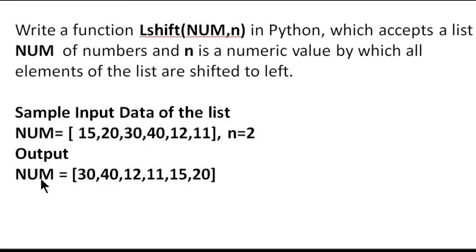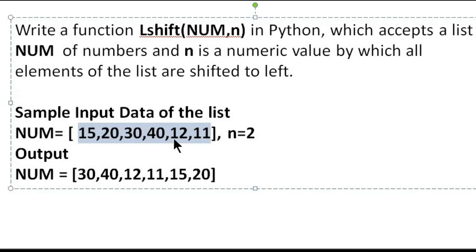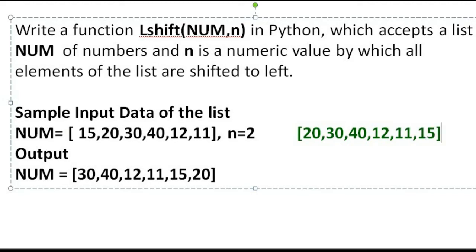See how it came? This is our original list. Here we need to shift twice. Shifting left means move the elements in that list to the left. So after completing the first shift, the list will be like this: 20, 30, 40, 12, 11, then 50. That is, the list moved to the left and the first element becomes the last element. Then if you shift again, this 20 will be moved to here. Okay, this is how this output came.